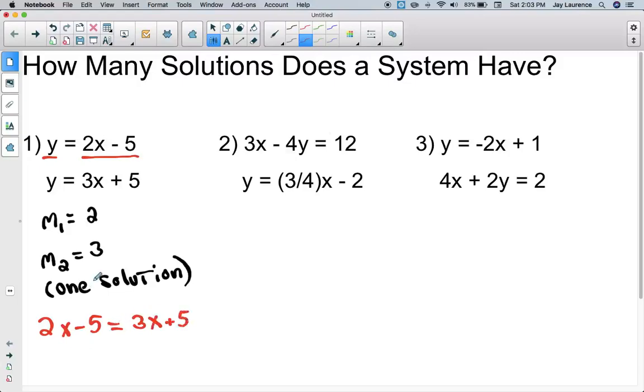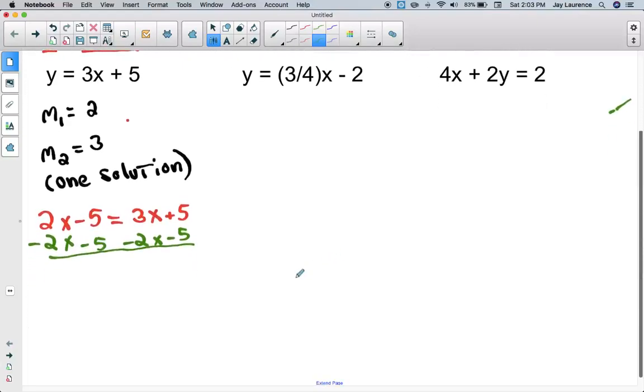And so I'm going to subtract 2x from both sides, right? And while I'm at it, I might as well subtract 5 from both sides. I'm going to end up doing it anyway. All right, and so then, I'm going to get negative 10 is equal to x.